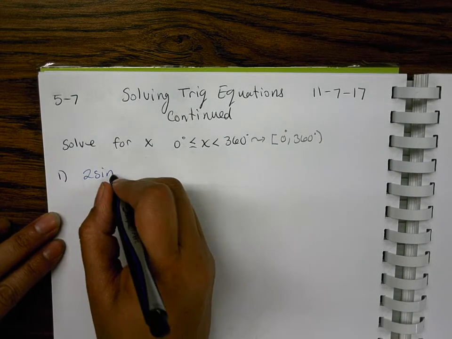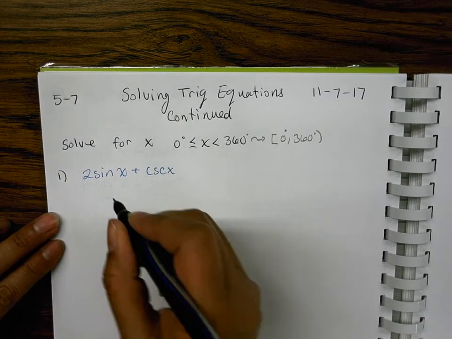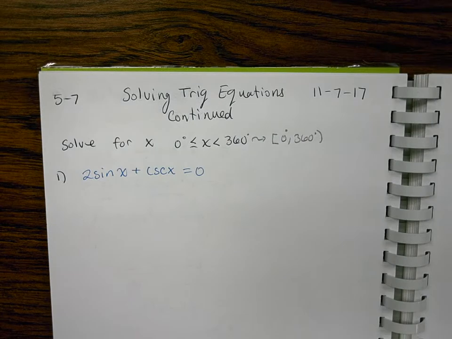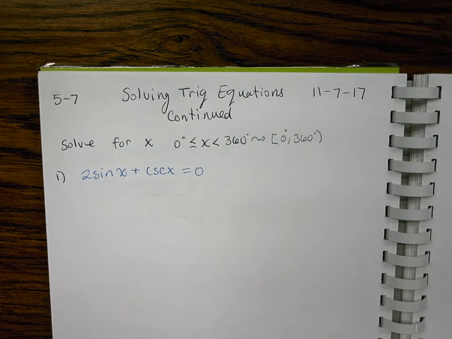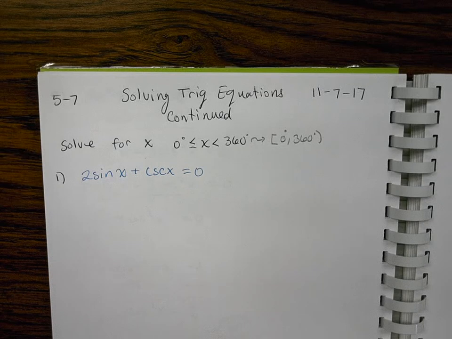Two sine x plus cosecant x equals 0. So you're looking at this and you're wondering, what do I do? How do I solve this? Thoughts, I'll give you guys a few seconds to think and process.